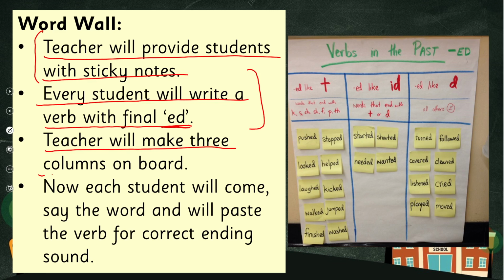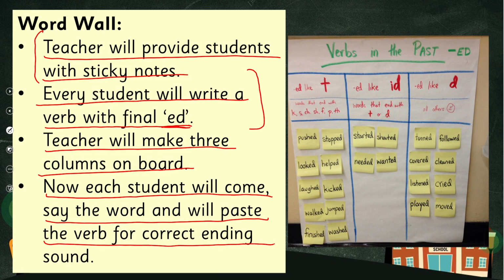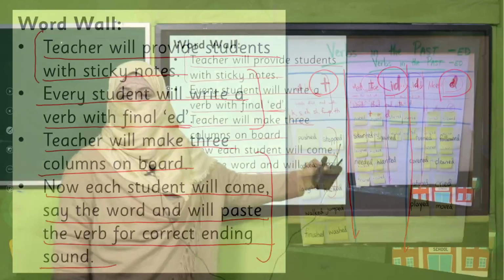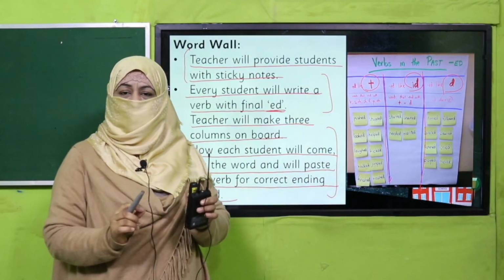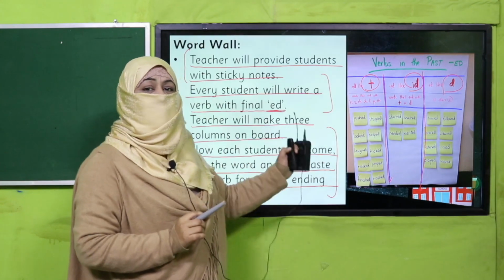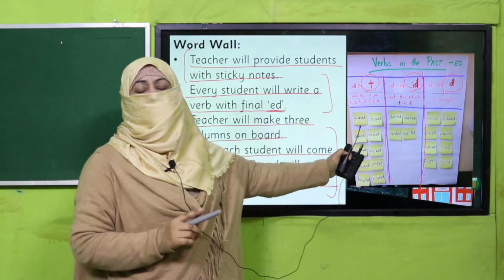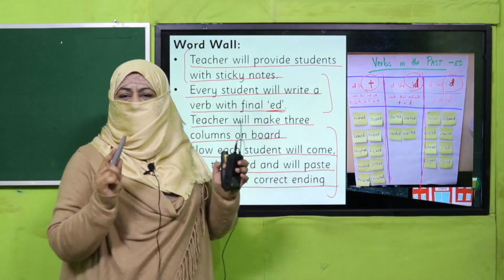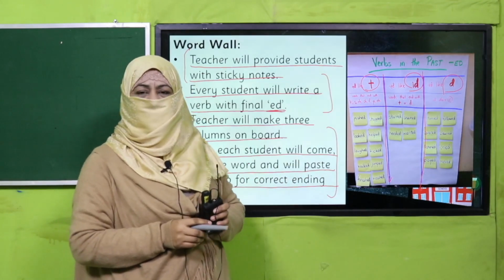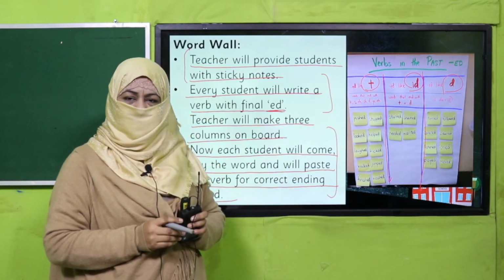Teacher will make 3 columns on board. Now each student will come, say the word, and paste it in the relevant column. Okay, so this is how the teachers, you will make 3 columns for t, id and d sound. Give sticky notes to students. They will write a word of their own choice and then they will paste it in the relevant column. So let's practice it till the time every child is clear with the concept. So pause the video, enjoy the activity and then come back.